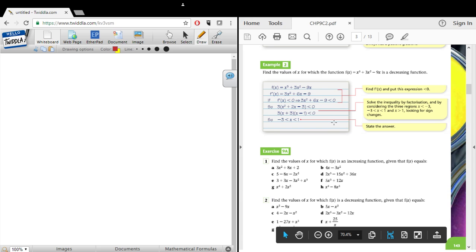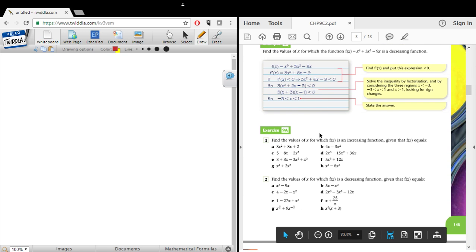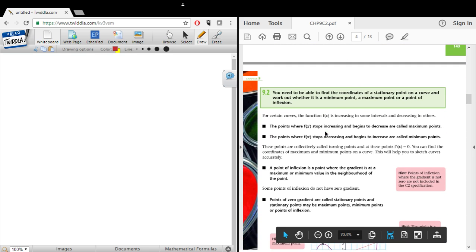And likewise here, example 2, you see the same thing. x cubed plus 3x squared minus 9x. If you differentiate it, well, we can appreciate that taking factorization for this new equation here, we get (x plus 3)(x minus 1), which means that x is going to be minus 3 and x is going to be plus 1. Okay? Some more examples for you to do.